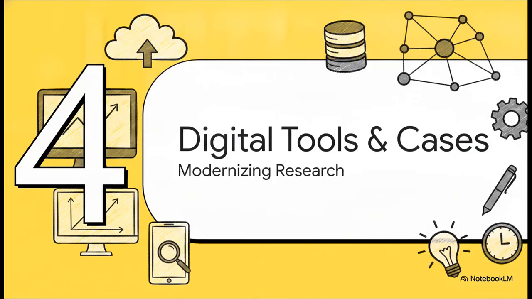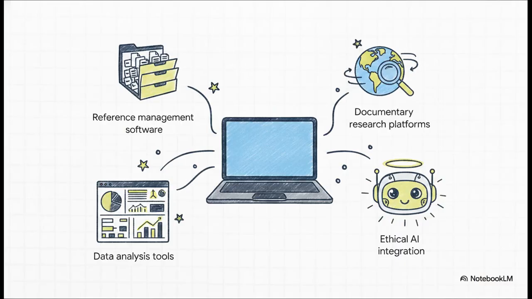Moving right along to Section 4, Digital Tools and Practical Cases. Look, the days of doing research with just pen, paper, and a dusty library card are long gone. To do this efficiently today, you need a modern digital arsenal. We're talking about mastering complex documentary research platforms, using heavy-duty data analysis tools, integrating AI solutions intelligently, and, for the love of everything, using reference management software. Trust me, that last one alone will save you from crying over citation formatting at 2 in the morning. Getting comfortable with these tools is no longer just optional, it's absolutely non-negotiable.